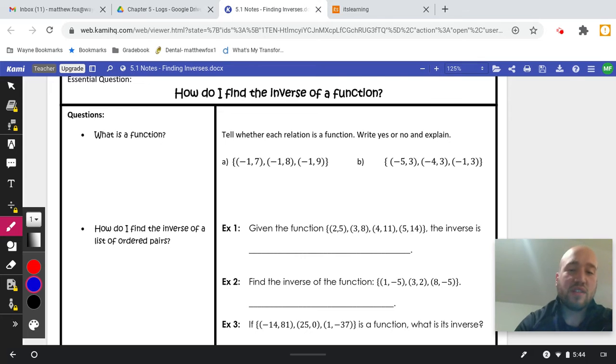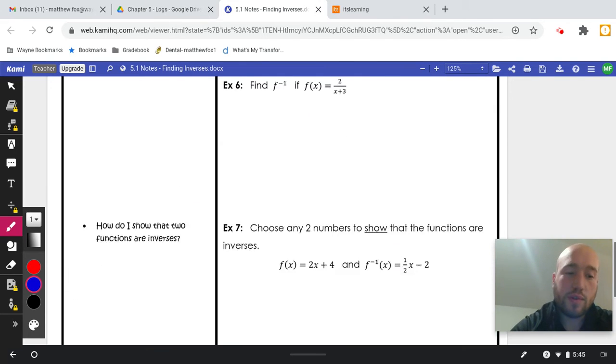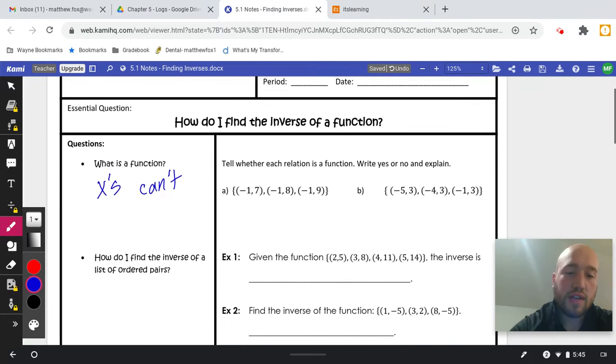So to start off Chapter 5, we're going to talk a little bit about what is a function. Hopefully you remember way back in August we talked about this. To put it in a slang version, it means our x's can't cheat. What I mean by that is each x value has to have its partner, and it can only associate with that partner.